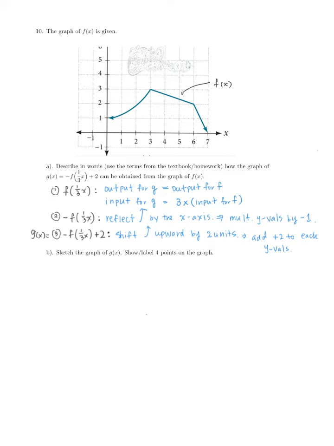4 key points, because on the next part I need to sketch the graph of g of x and label 4 points, right? So let me just jot this point. This point is what, 0, 1. We could easily tell. And then this point right here is going to be 3, 3. And how about this one is what, 6, 2. And right here is going to be 7, 0, right?